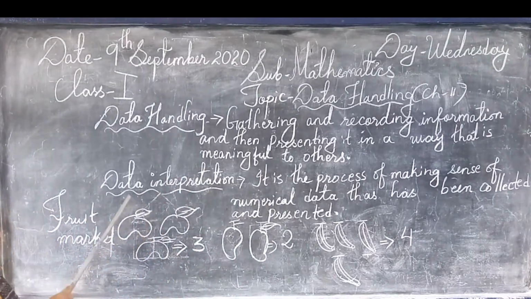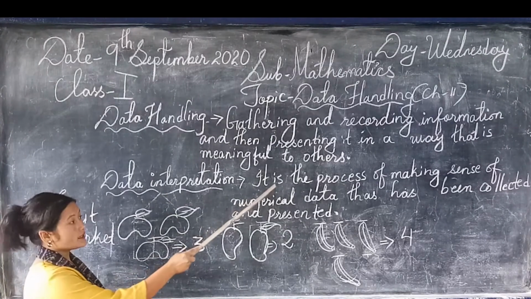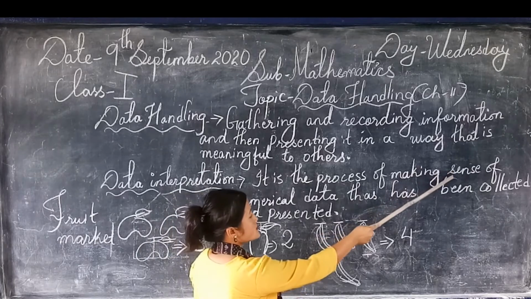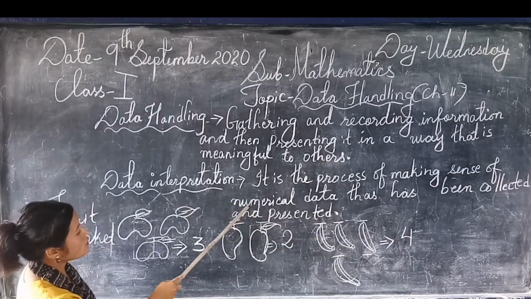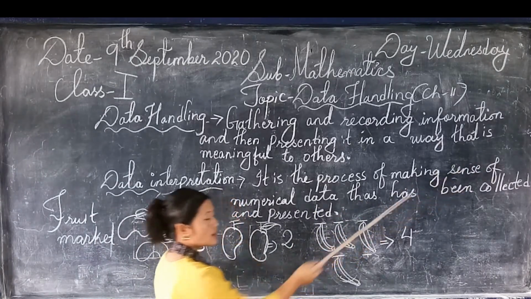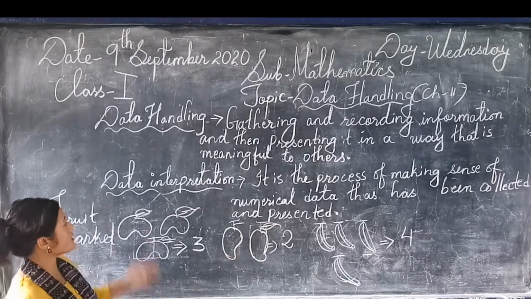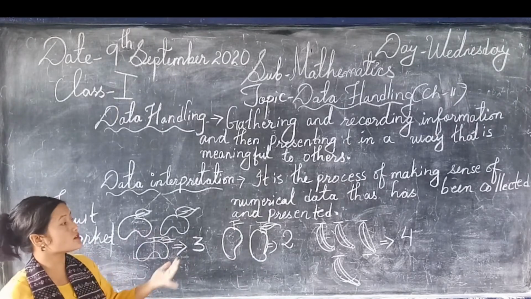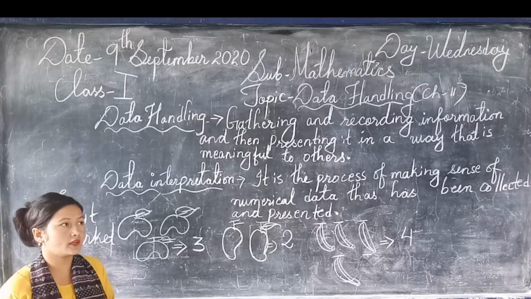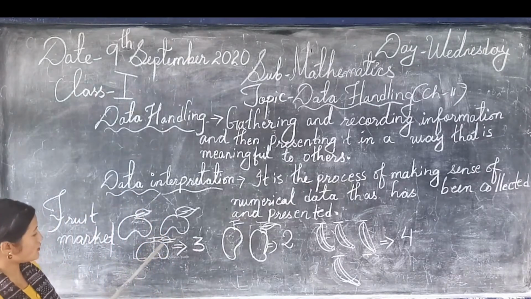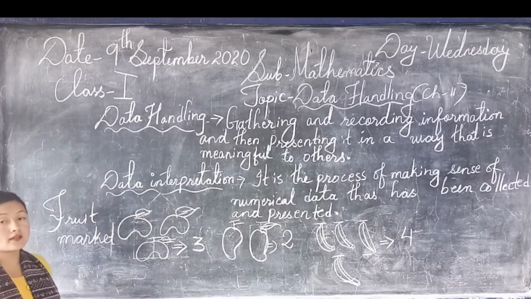Now the second one is data interpretation. It is the process of making sense of numerical data that has been collected and presented. Data interpretation: it is the process of making sense of numerical data that has been collected and presented. For example, I have given you here, this is the example of data interpretation.